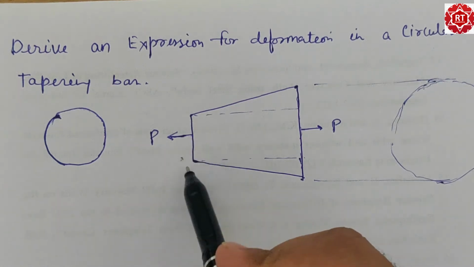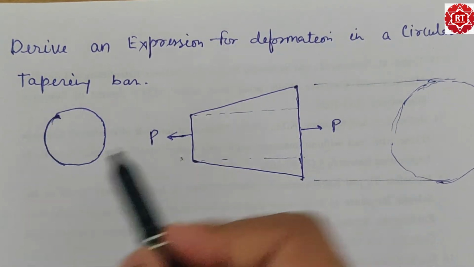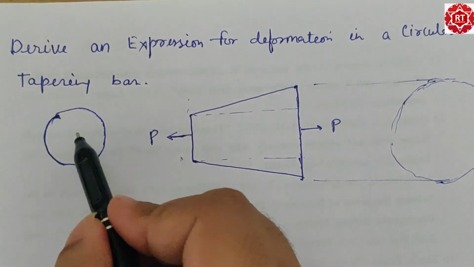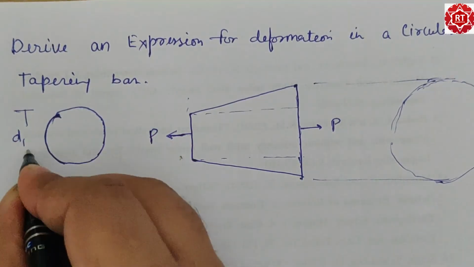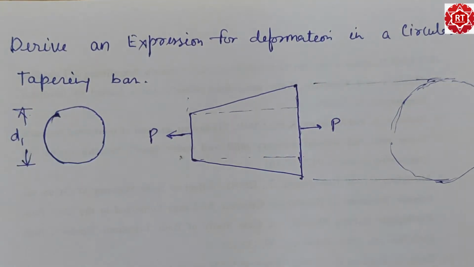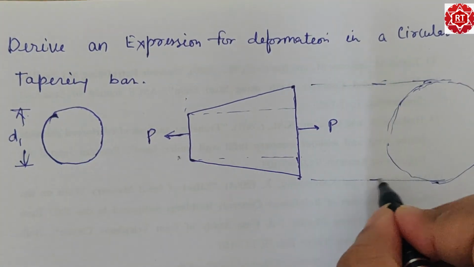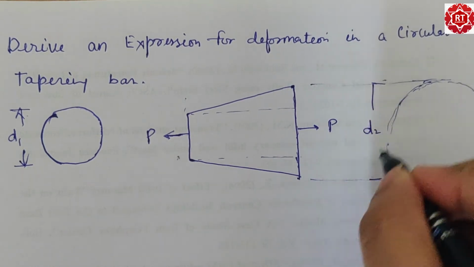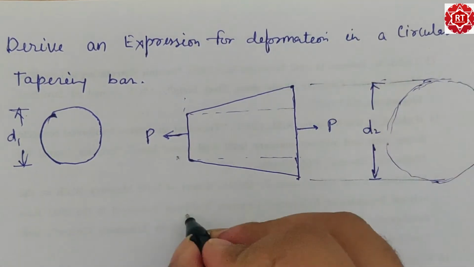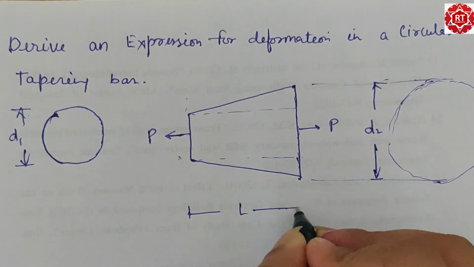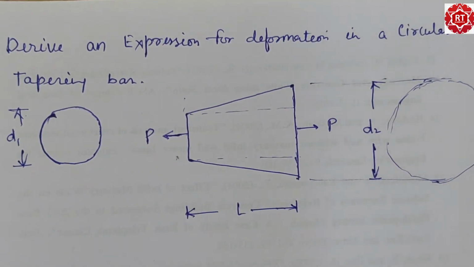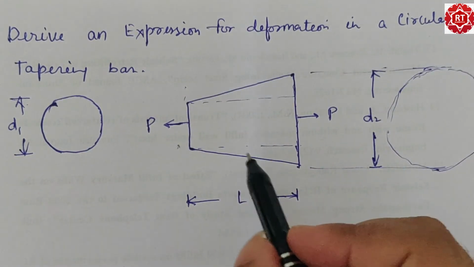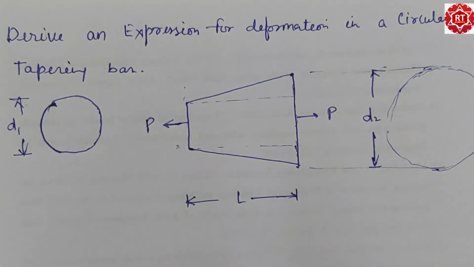So you can see here the rod, the diameter at the beginning is d1, and the diameter at the end is d2. The length of this member is L. This is the data given to derive an expression for the deformation of this bar. This is tapered in section.